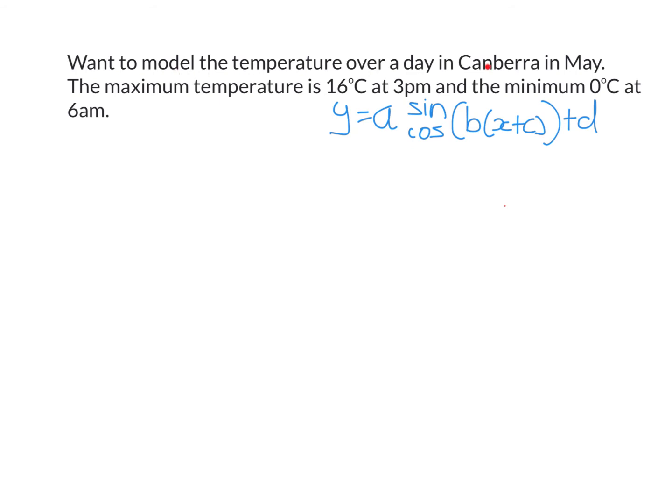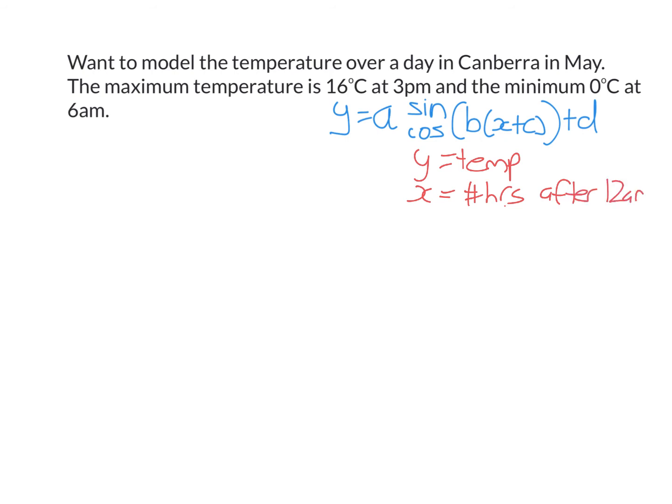So let's look at this example here. We want to come up with a model of temperature where the maximum is 16 degrees at 3 p.m. on a day and 0 degrees at 6 a.m. on that day. So when we say we want to model this, what we really want is a sine or cosine equation of this form that links temperature in y with x. So what I'll do is I will let y equal temperature, but I will let x be the number of hours after 12 a.m., just like I did on the previous slides.